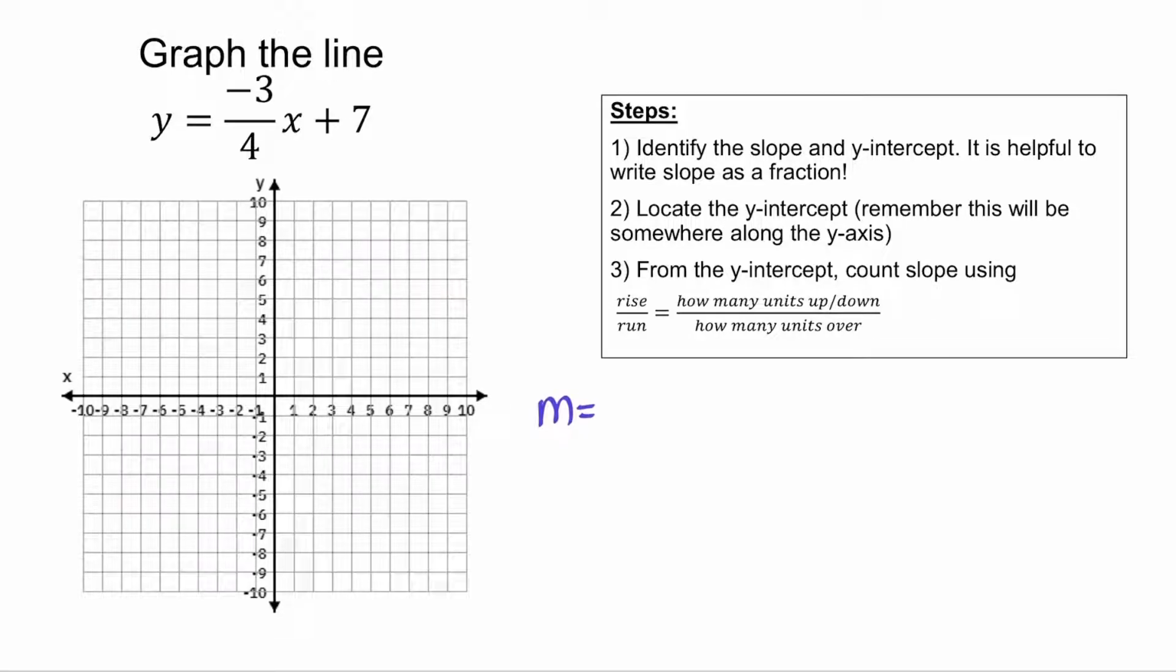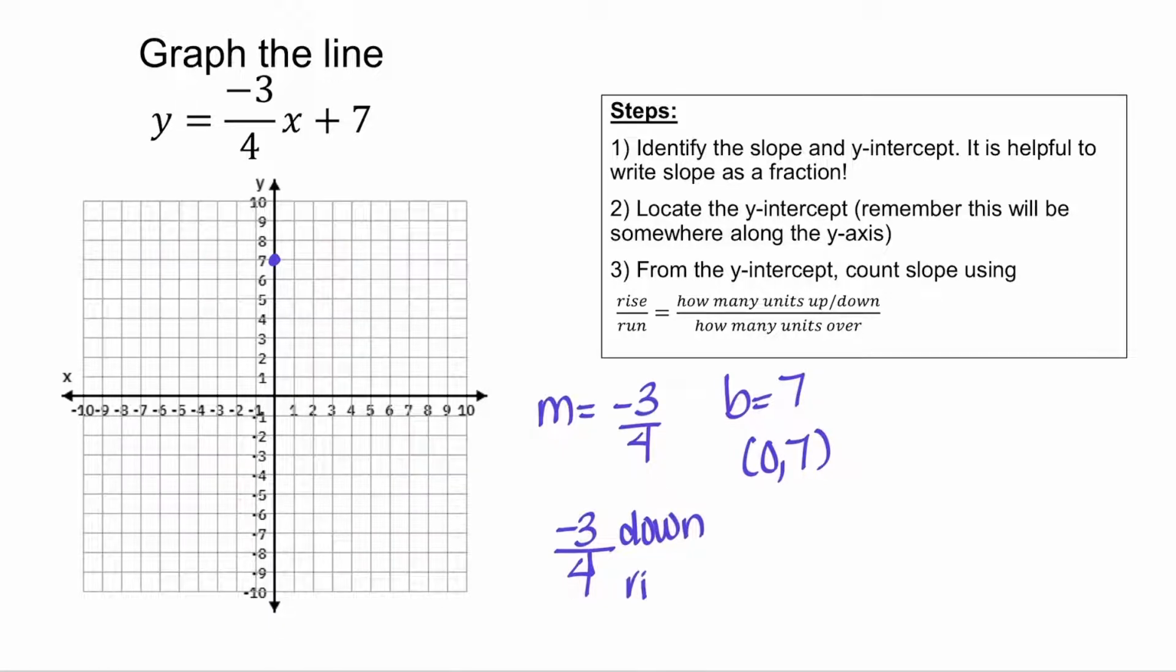So from this equation, I have m equals negative 3/4, and I have b equals 7. So if b equals 7, that means my y-intercept is going to be at (0, 7). So I'm going to go there and draw my first point. Now I have negative 3/4. So negative 3/4 tells me that from this point, I'm going to go down 3 and right 4. So I'm going to count now down 1, 2, 3, and then go right 1, 2, 3, 4. Now I'm going to connect these 2 points to create the graph of my line.